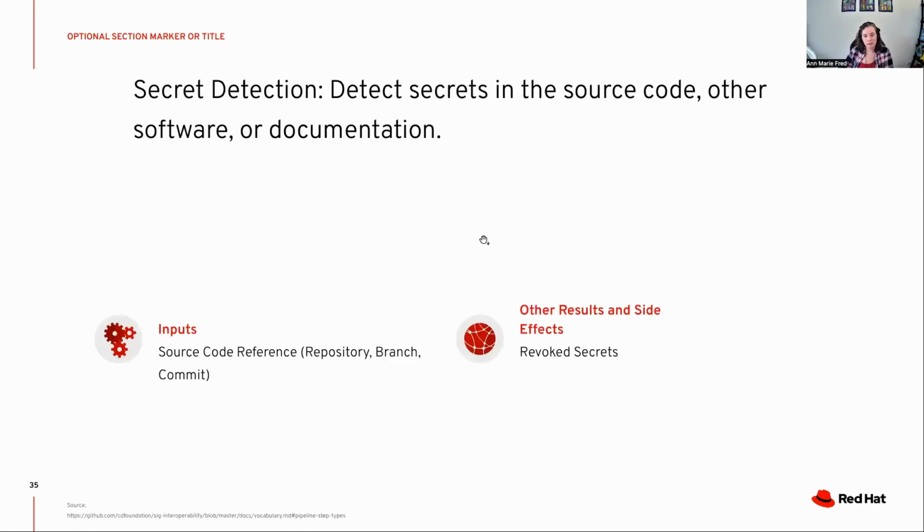Secret detection detects secrets in the source code, other software, or documentation. For example, if somebody accidentally commits a password or an SSH private key or something into their source code, there are tools that can detect that automatically for you.